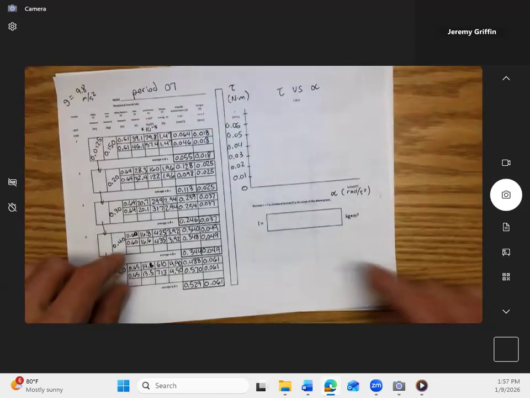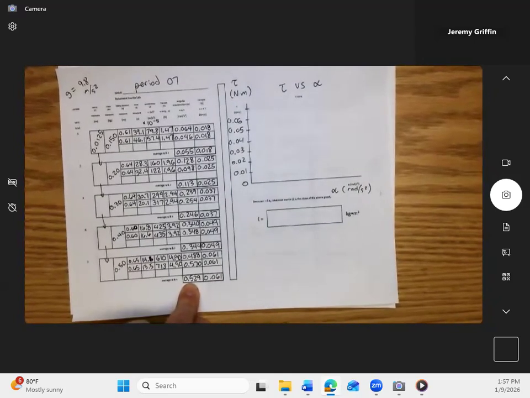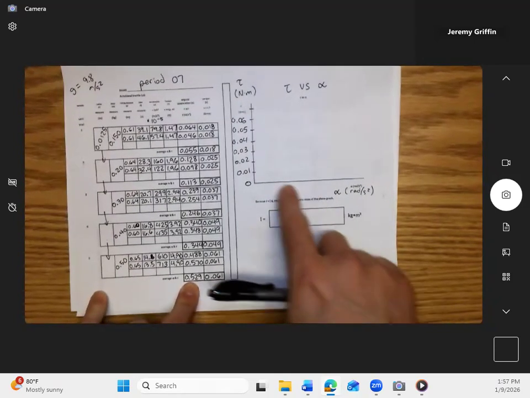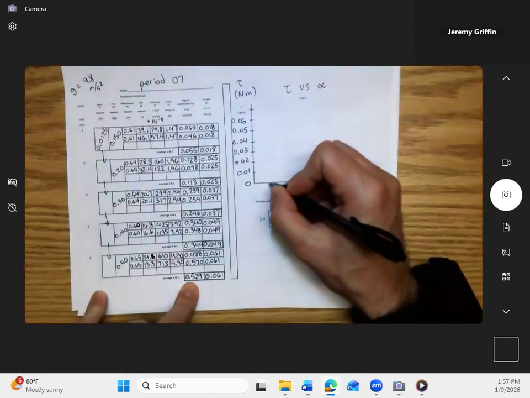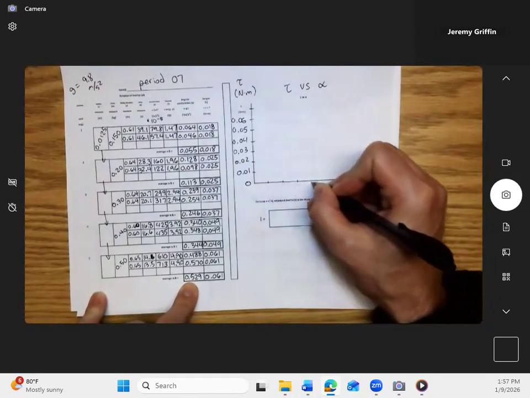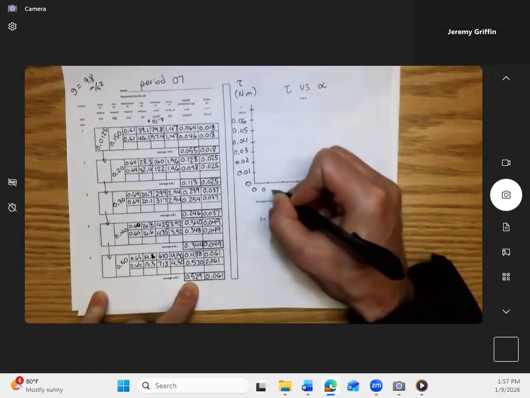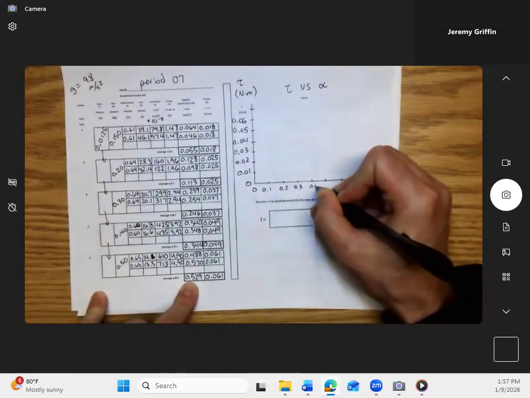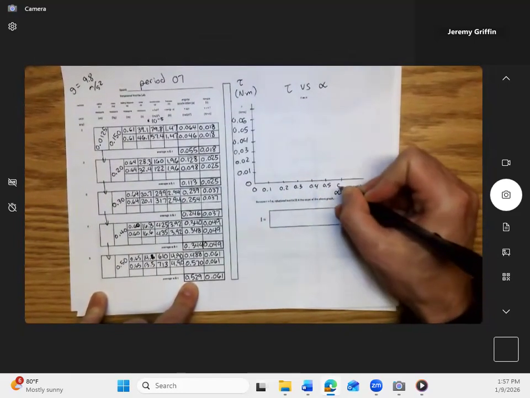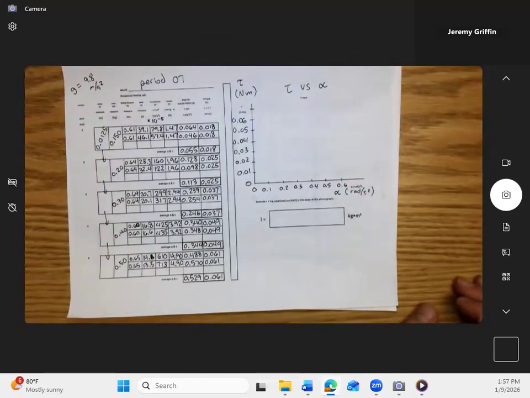All right, so the biggest angular acceleration I have is right here. It says 0.529, and that's radians per second squared. So that'll tell me how to scale this axis. We'll start at 0. Let's go 1, 2, 3, 4, 5, 6. So 0, we'll call this 0.1, 0.2, 0.3, 0.4, 0.5, 0.6. Okay, and that'll definitely contain all the data.